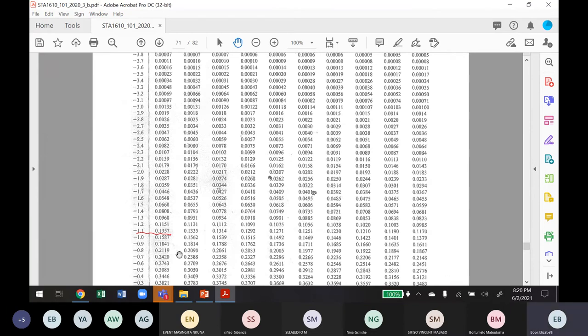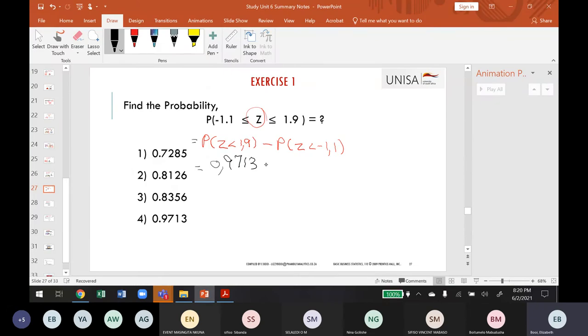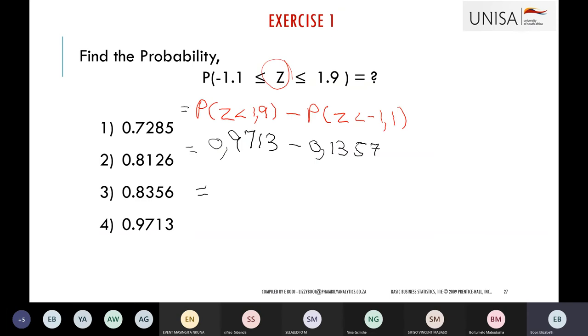Which is 0.1357, minus 0.1357. Do the calculations, and if you are lost, ask.